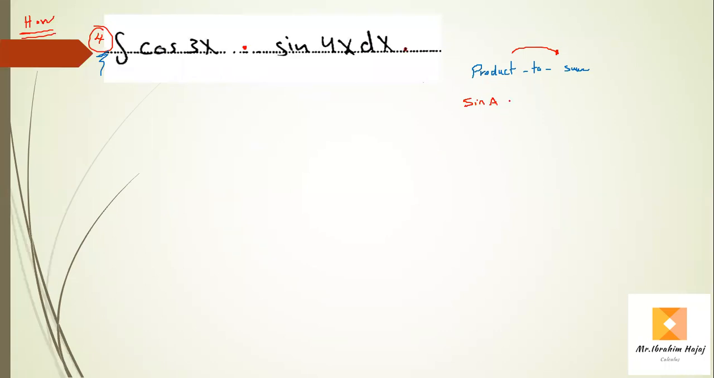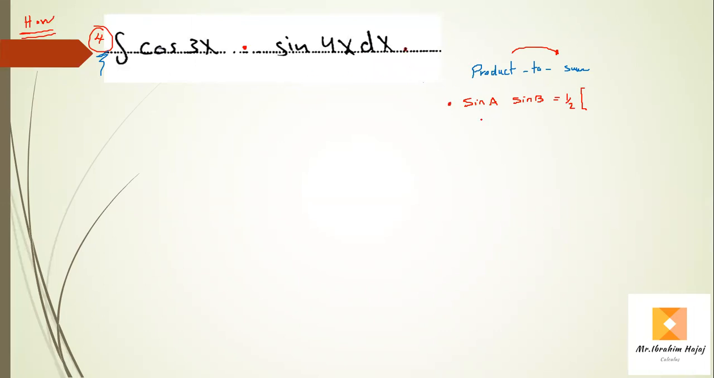we have to write all the rules. Sine A sine B equals 1/2 into, yes or no, guys? Product to sum formula. Of course it's a little bit hard, guys, so write with me here these formulas or these identities. It's important to convert the product to sum.